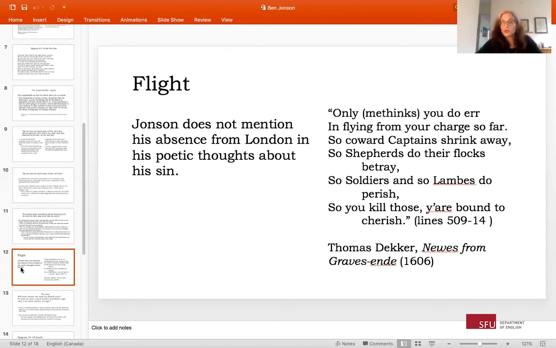And those are pretty harsh words. It's highly likely that Jonson was away from his family inadvertently, that he did not purposefully abandon them, but words like these might well have stung under the circumstances.